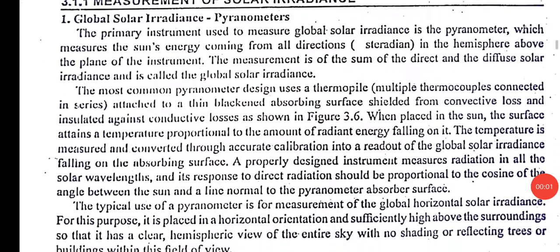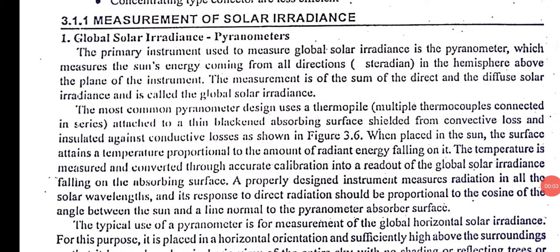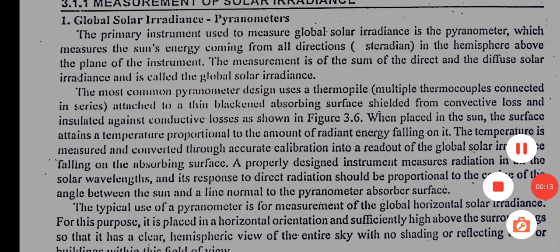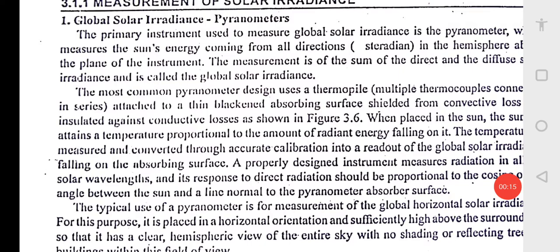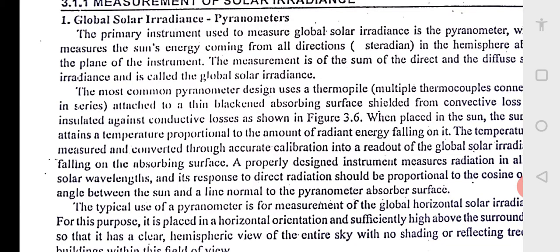Hello students, in this discussion we shall look at the measurement of solar irradiance, that is, the pyranometer, which measures the global solar irradiance. So to measure the global solar irradiance we use pyranometers. It is a primary instrument used to measure global solar irradiations.